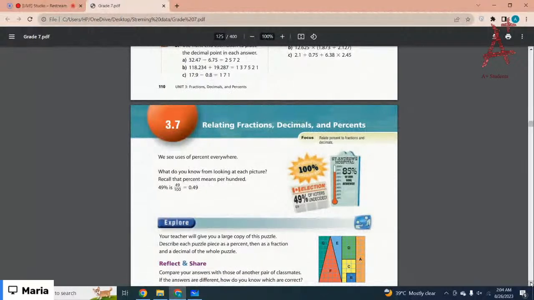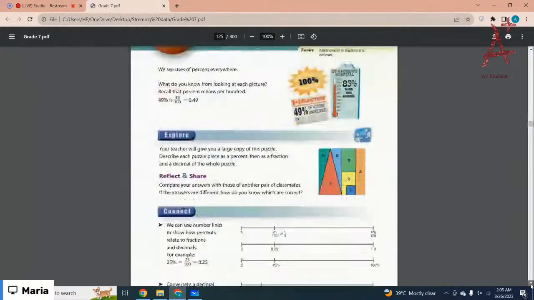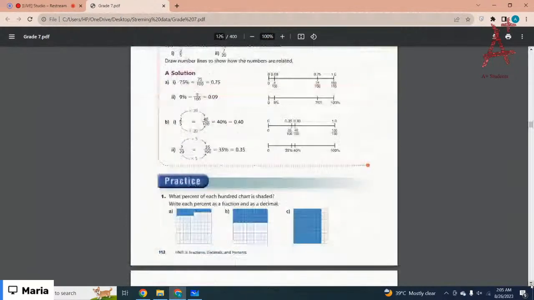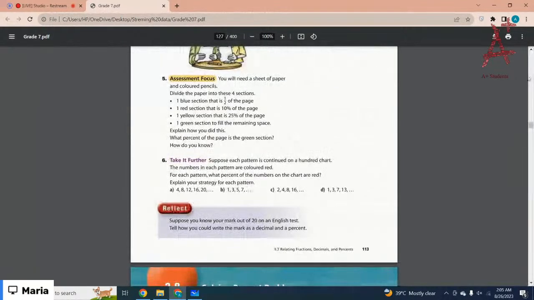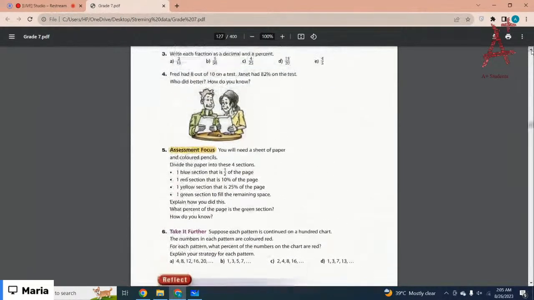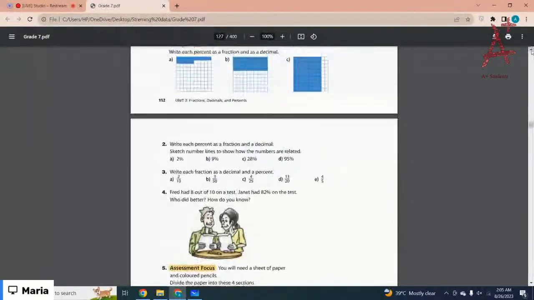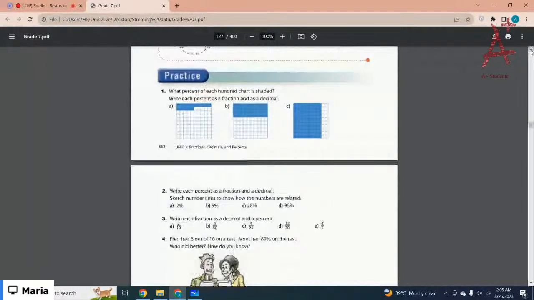So let's just start with the lesson. Basically that's conversions from the percents to decimals and the other forms, right? Let's start with question number 1: what percent of each 100 chart is shaded? Write each percent as a fraction and as a decimal, right?